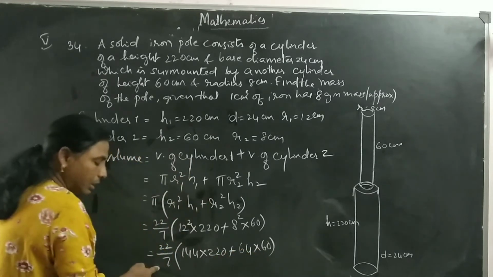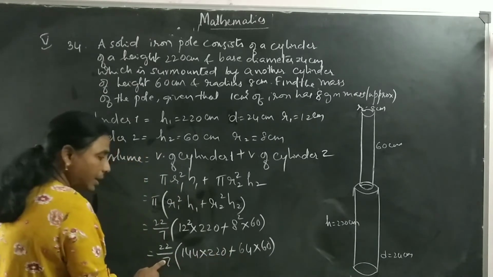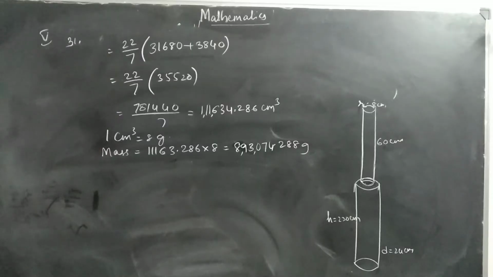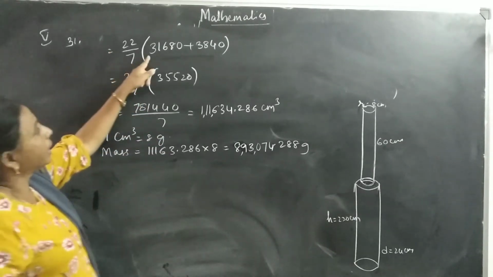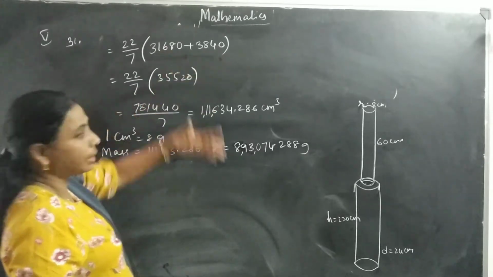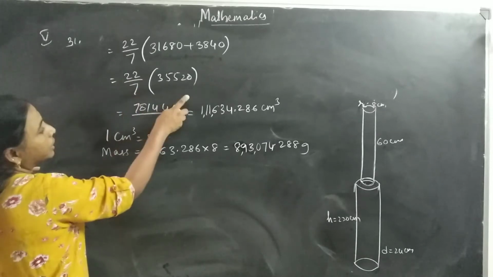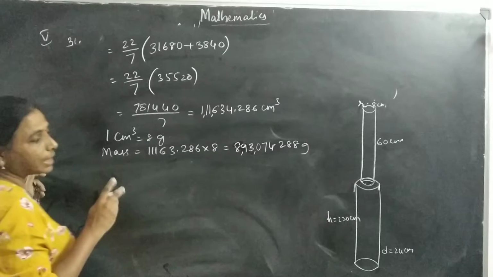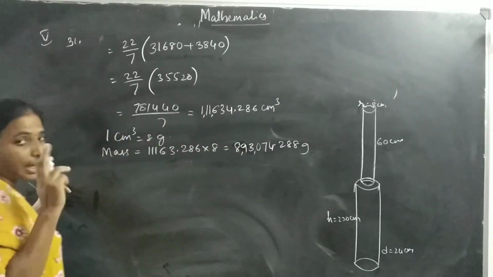I need to calculate all this. That means multiply these two, then add them and then multiply that with 22 by 7. Let us check it. That calculation I have done here. I have taken 22 by 7 and 31680 plus 3850. That multiplication I got, and then you add them. After adding, multiply this with 22 and divide by 7, which gives you 1,11,634.286 centimeter cube.